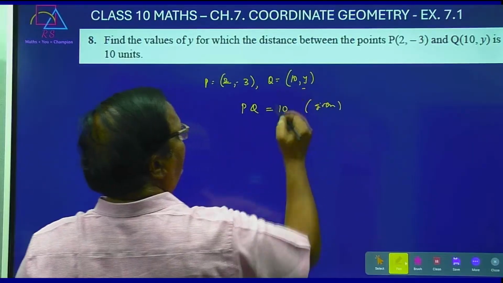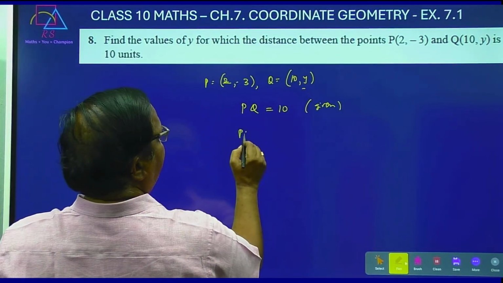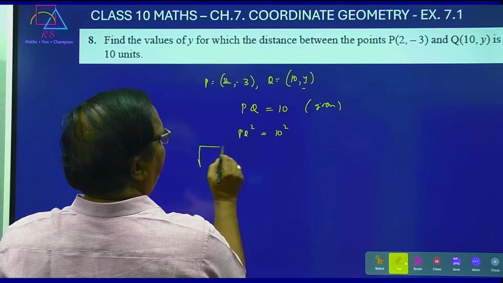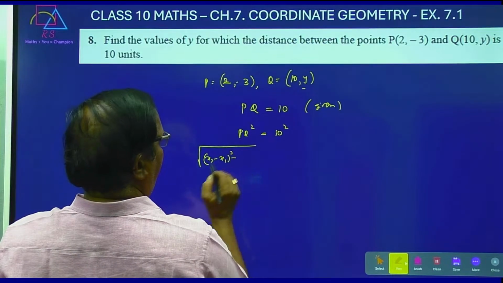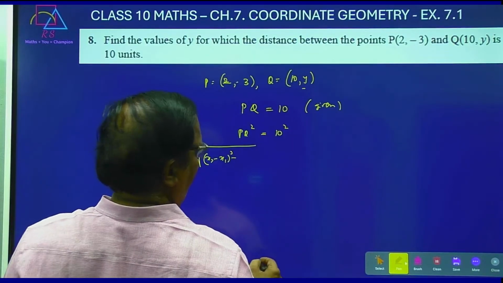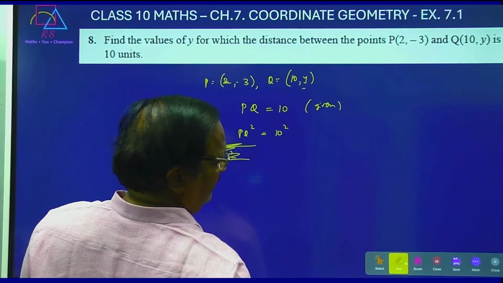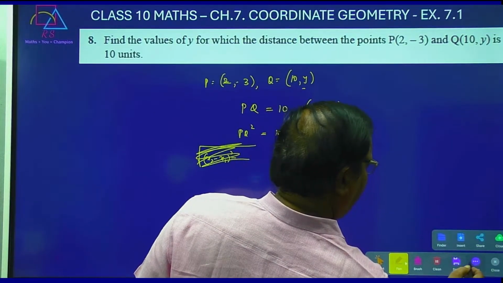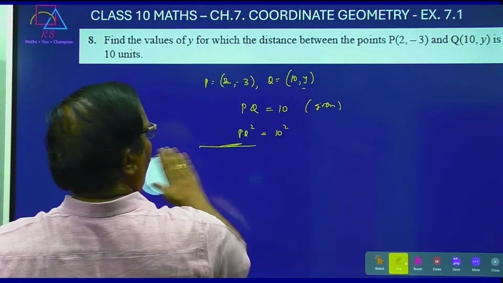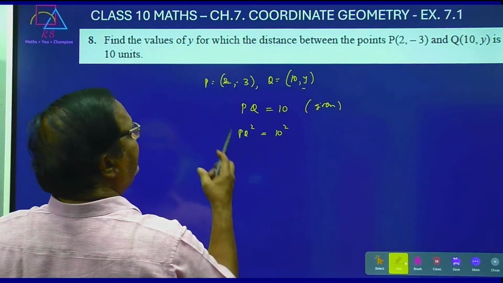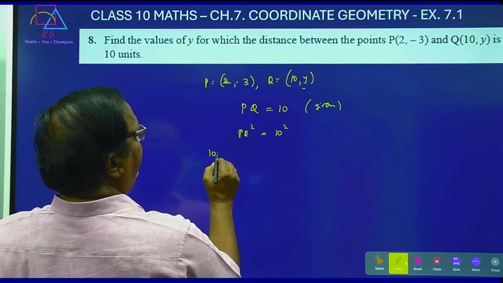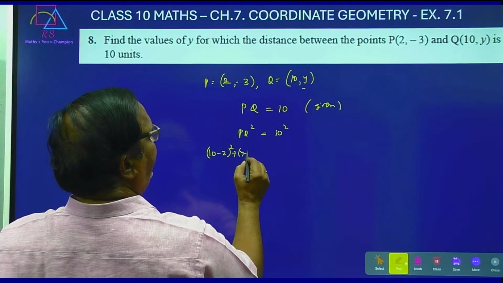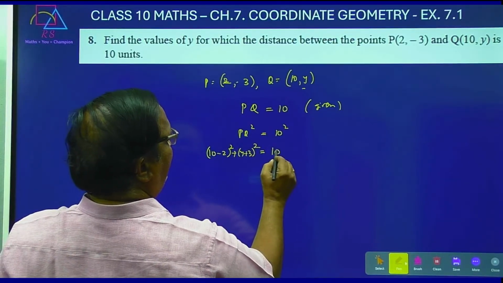And you have to find out a y value. So let us write PQ square is equal to 10 square. PQ square is the formula x2 minus x1 whole square. So without square root I will write 10 minus 2 whole square plus y minus minus 3, y plus 3 whole square, which is equal to 100.